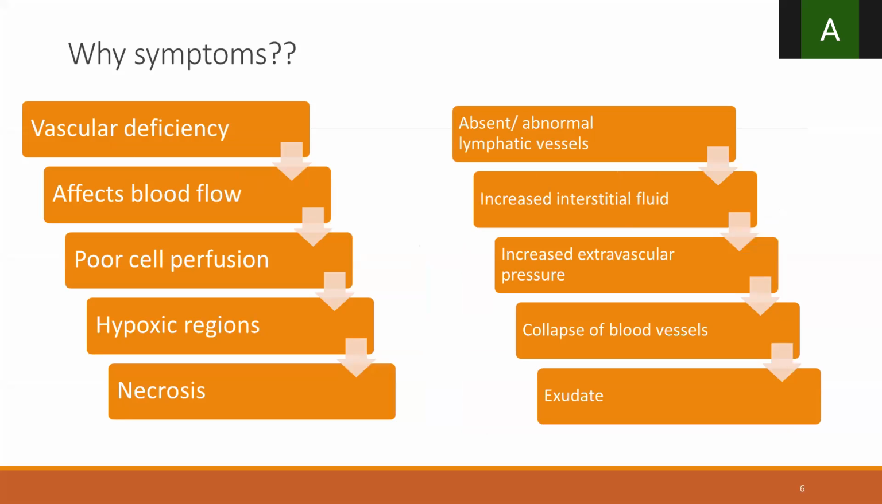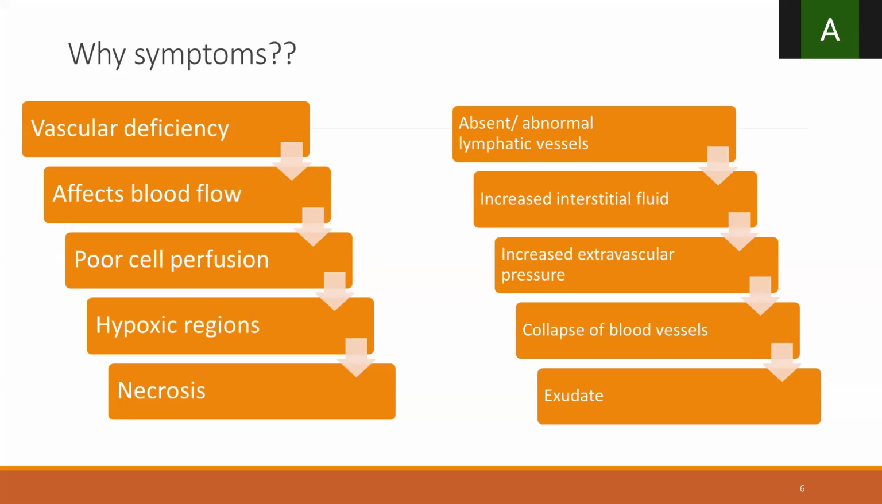Okay, so why are other symptoms seen, like necrosis? So vascular deficiency, which the cancer cells produce at the local level. Okay, so at the local tissue and cell level, it affects the blood flow. There is poor cell perfusion that will cause hypoxic regions, and because of lack of oxygen and nutrients, the local cells will die and it will produce necrosis.